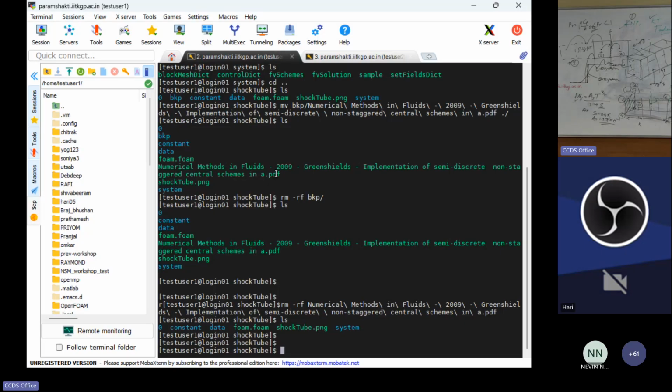Problem. I have already supplied that PDF file for their reference, but I want to remove this. So if possible, please. Yes.